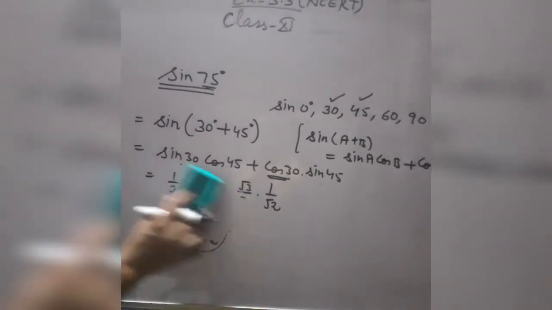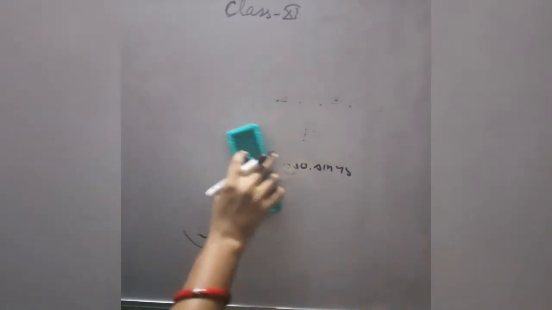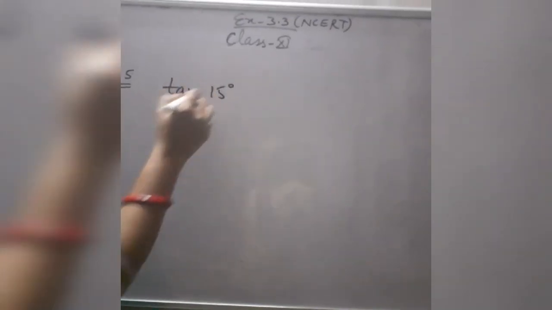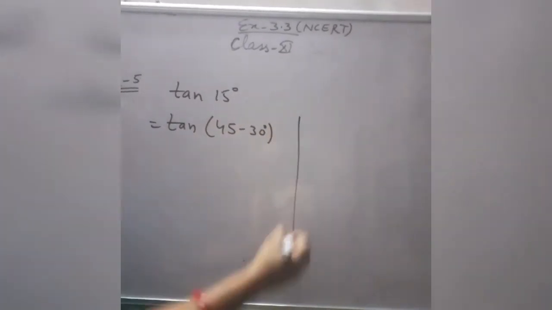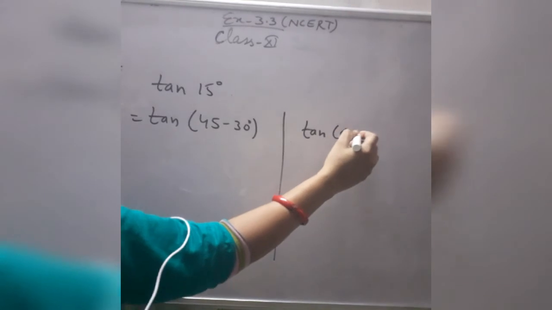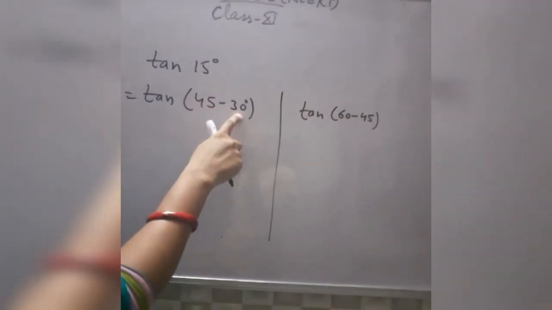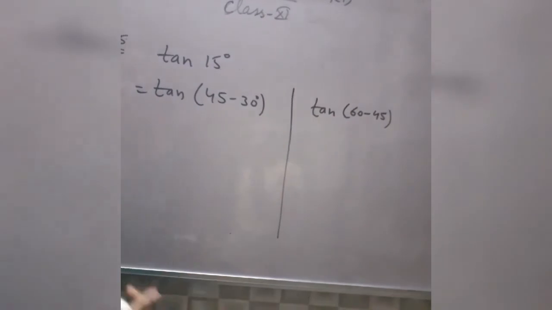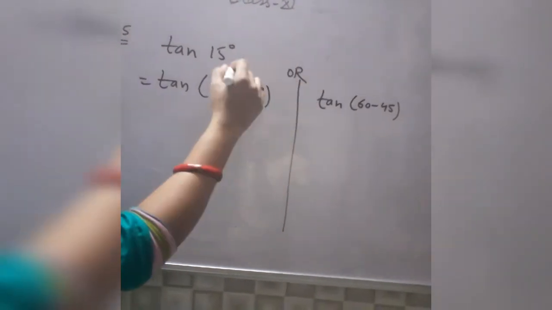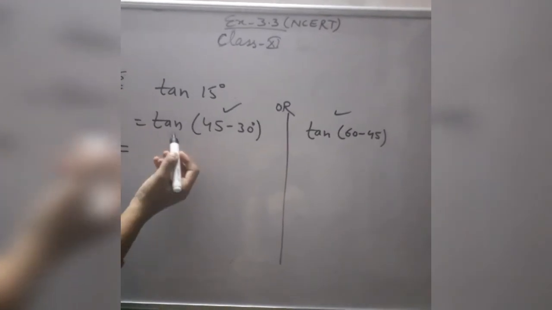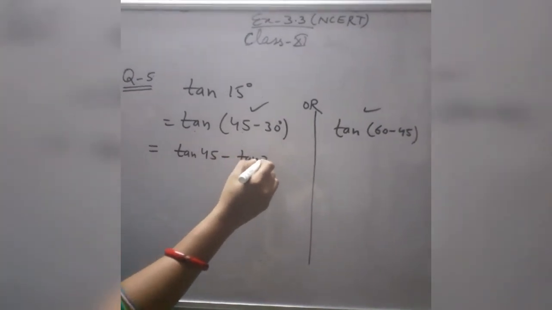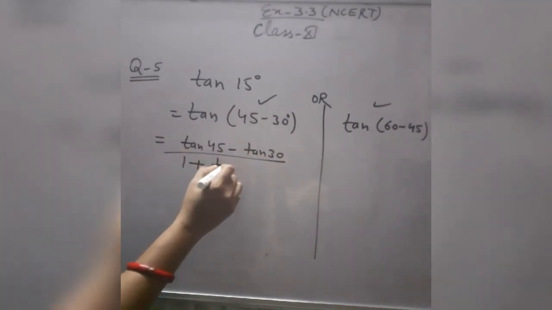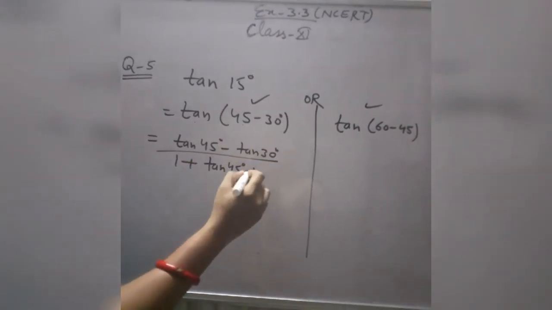Similarly, the second part of this question number 5, find the value of tan 15 degree. Yes, this tan 15 degree can be written as tan(45 - 30) degree, or it can be written as tan(60 - 45). Because 45 minus 30 is 15, and 60 minus 45 also gives you 15. So it depends upon you, any one you can use. Now you will use the formula of tan(A-B). This is equal to (tan A - tan B) divided by (1 + tan A tan B).